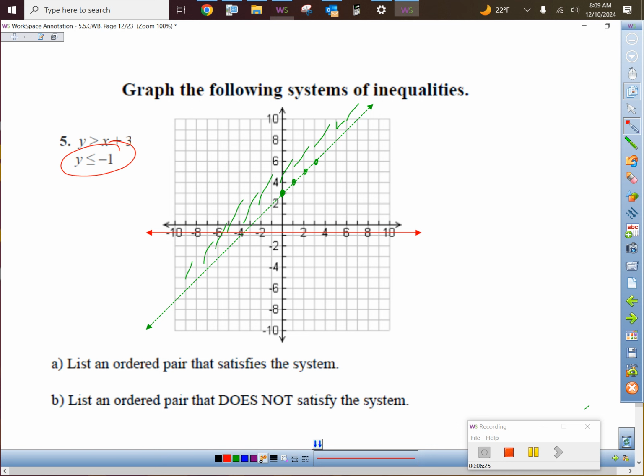I'm going to use a different color. I'm going to use blue, right? Wouldn't this be which satisfies both? It is above that green line and below that red line in that scenario.